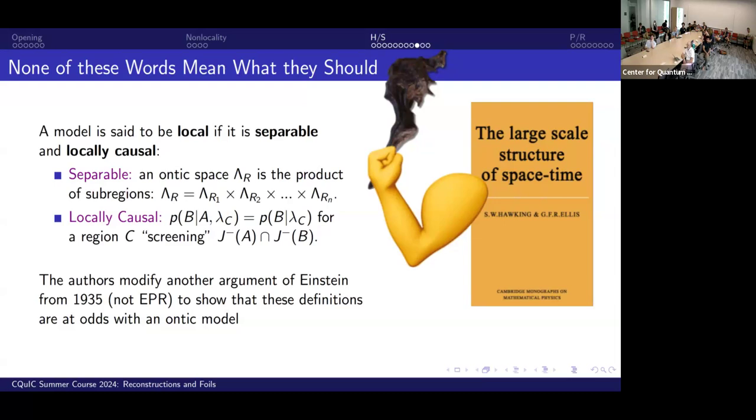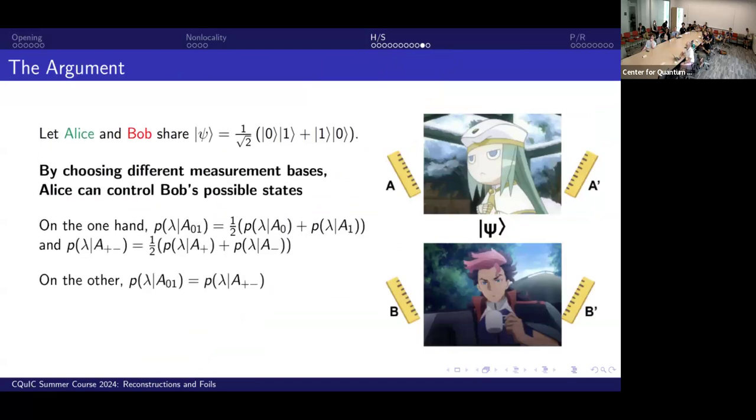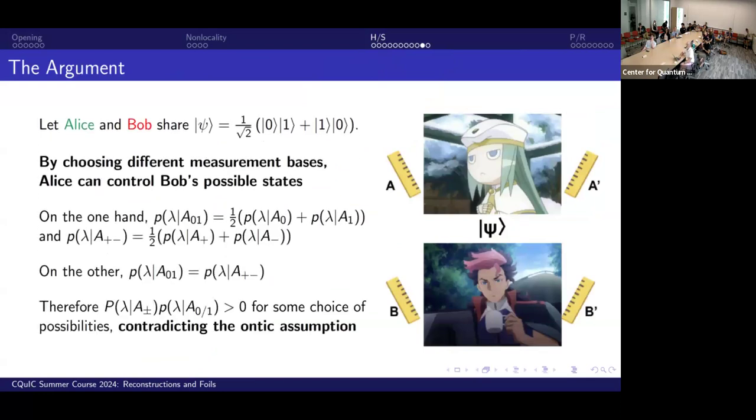Okay, the point here: the authors essentially modified an argument of Einstein from 1935, which is not the EPR paper published the same year, to show that these definitions of locality are at odds with the assumption that you have this ontic theory, where the wave function is, in some sense, a real thing. The idea is this: let Alice and Bob share some kind of nice singlet state like this. It is known that Alice, by choosing different measurement directions, say along the z-axis or the x-axis, can steer the kinds of states Bob will get, whether Bob will get z states or x-axis states.